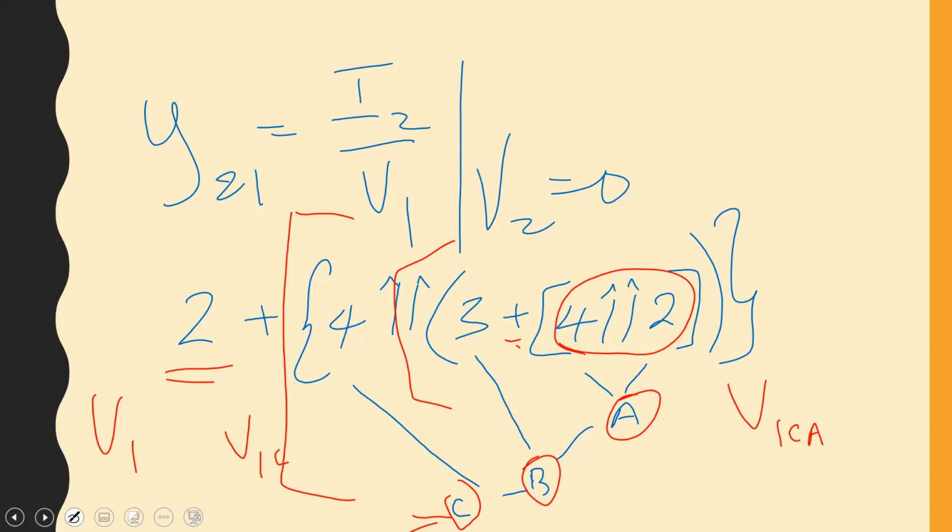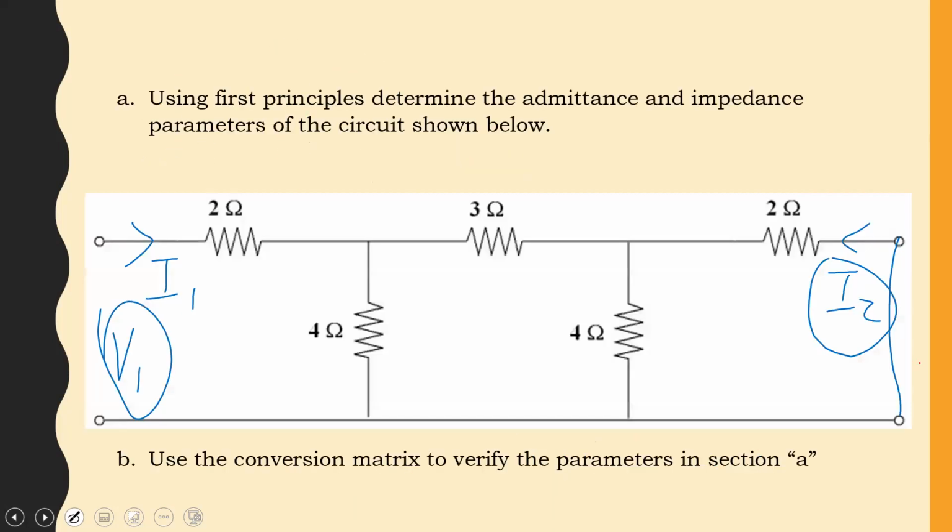If they are in parallel, it means that the voltage across the 4 ohm is the same voltage across the 2 ohm. So you will have V1C over 2 to be equal to minus I2, because I2 is the current through this resistor. So you get the voltage here based on voltage division. You get the voltage here based on voltage division. And that voltage would be the same voltage across the 4 and the 2 because they are in parallel.